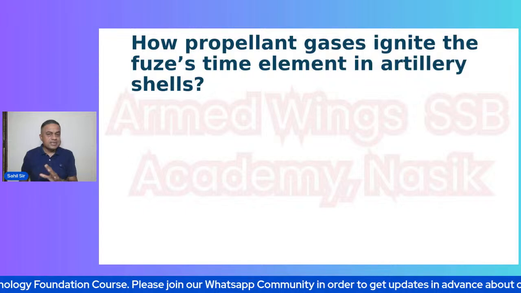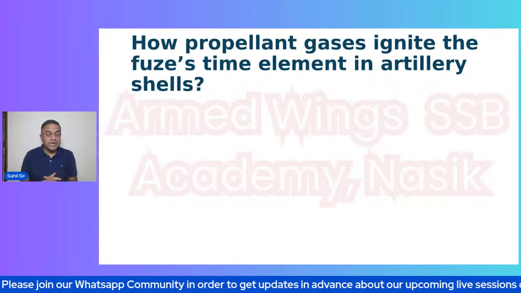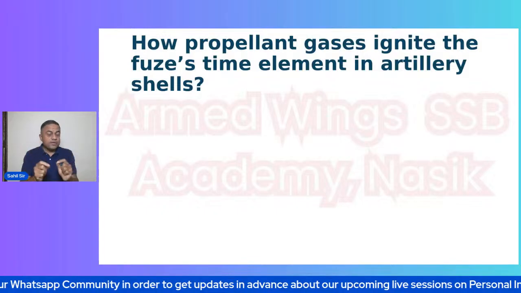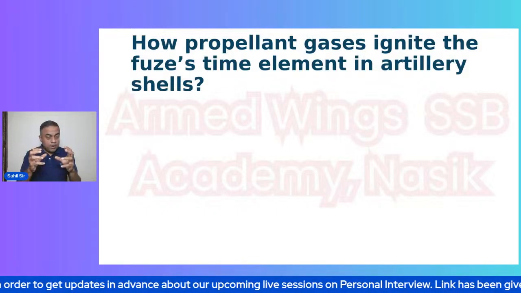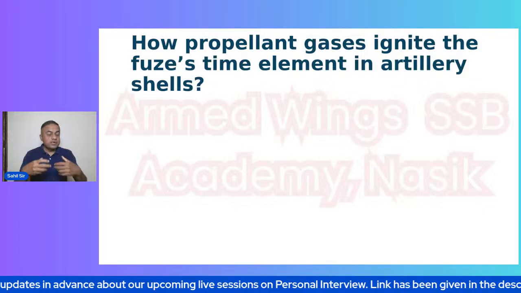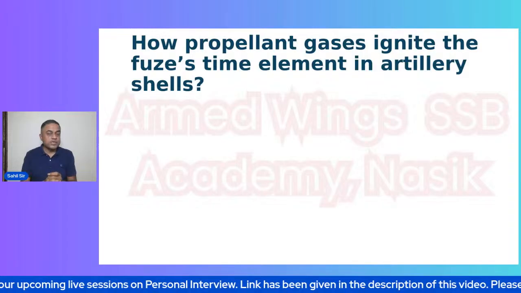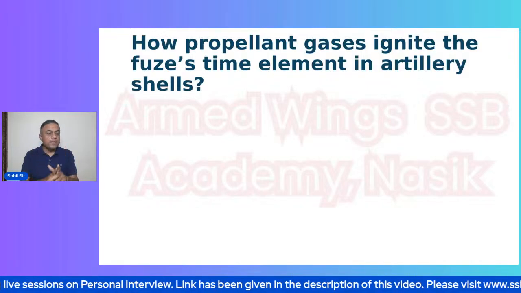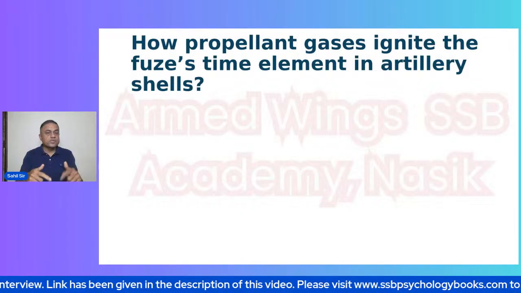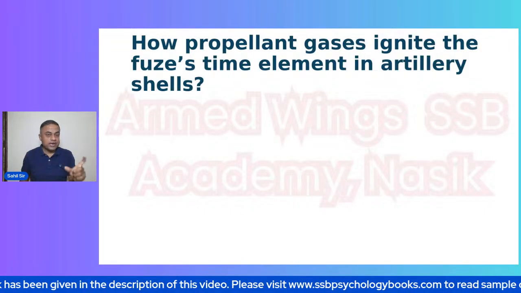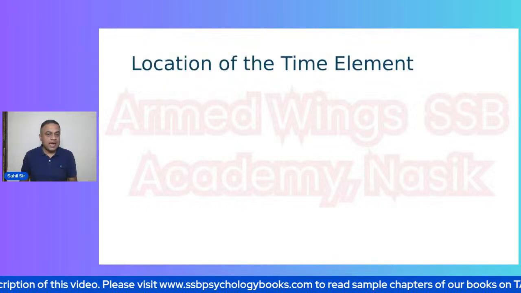How propellant gases ignite the fuse time element in artillery shells, how this time element gets ignited. This kind of a fuse has holes or vents in it, which are there so that when the charge ignites and starts releasing high pressure gases, those gases will be able to reach the inside of the fuse. And because of those gases, this pyrotechnic delay, this time element ignites.